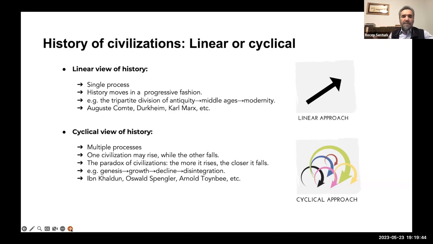There are many examples of it, but the most commonly used one is this tripartite division of history: antiquity, Middle Ages, and modernity. So you see that it assumes it's like moving forward always towards something better, and the best is in the future. Leading representatives include Auguste Comte, Durkheim, Karl Marx, Hegel, Herbert Spencer, and many others. This view emerged during the 19th century with the rise of modernity.